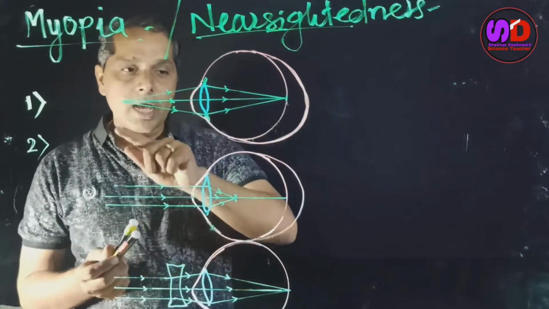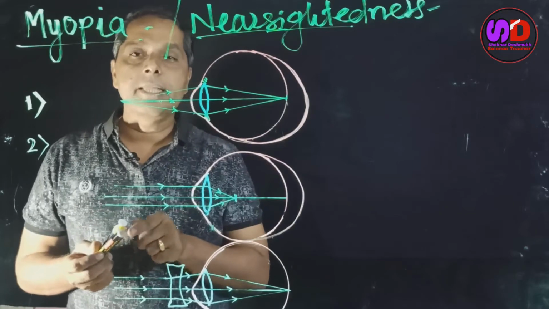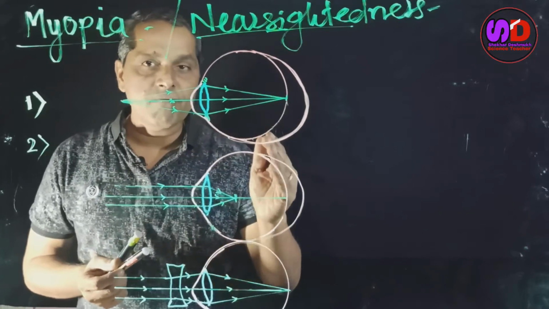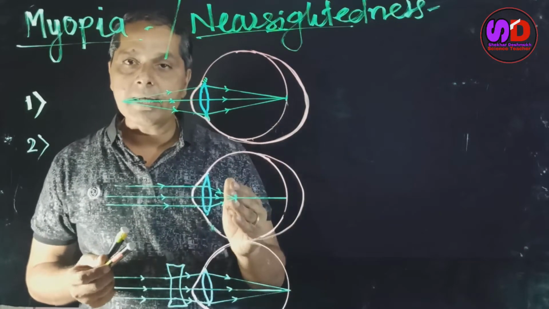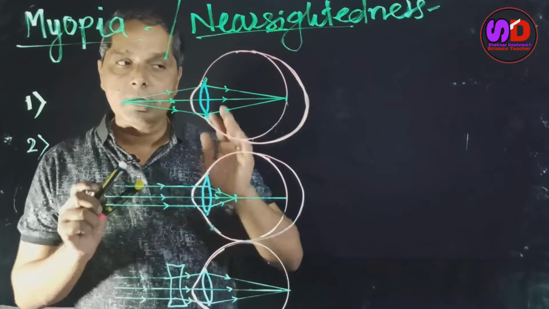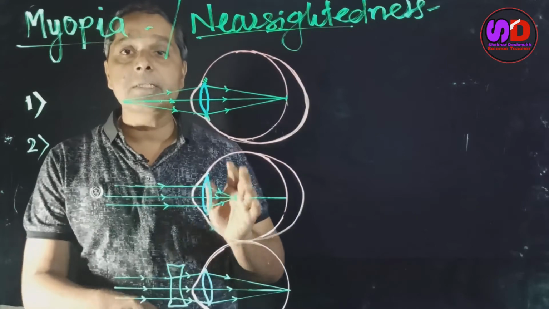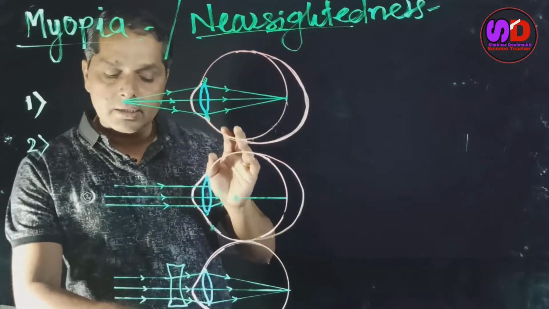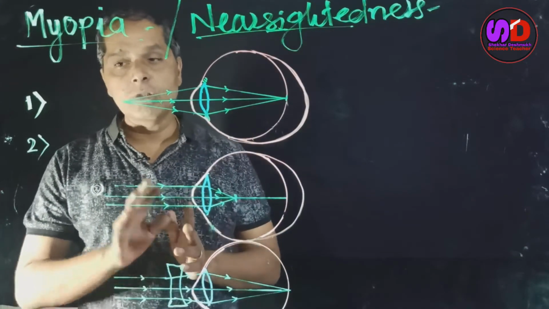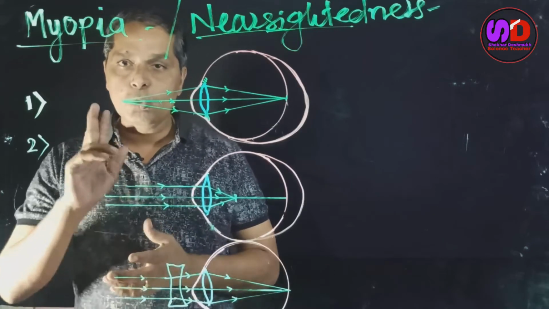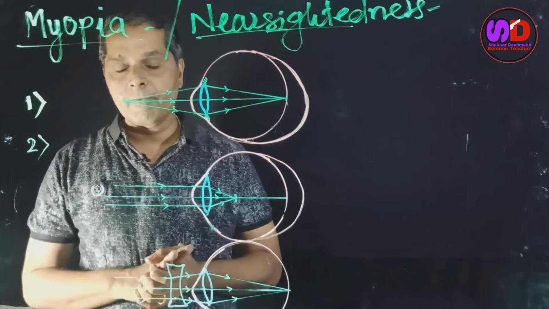But if the eyeball elongates, then definitely the image is formed in front of the retina, and therefore the distant object cannot be seen clearly. It appears blurred, and this is also a possible reason. So this is the second possible reason. So two possible reasons are there.